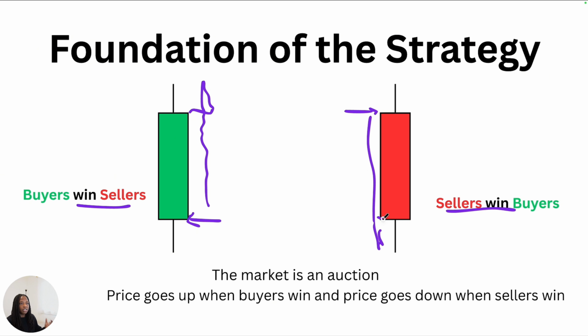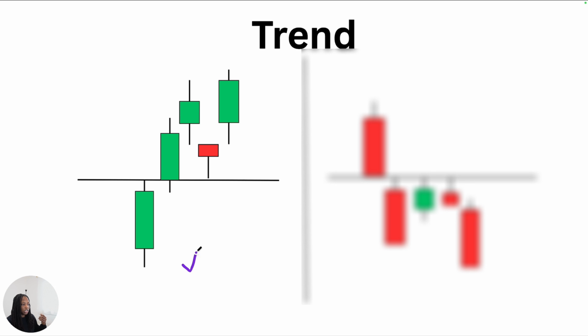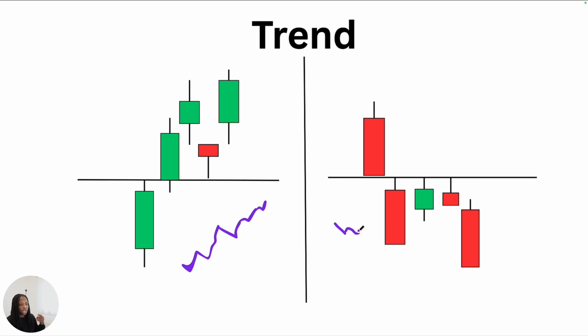The market is an auction. Now, knowing that the market is an auction, how does the market move? We trend either to the upside, where you're seeing a staircase effect of higher lows and higher highs, or to the downside, lower highs and lower lows. And most importantly, you always want to look for your candlesticks at areas of interest where buyers or sellers were fighting and one side overcomes the other side.